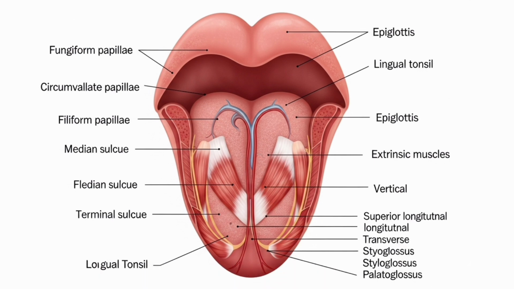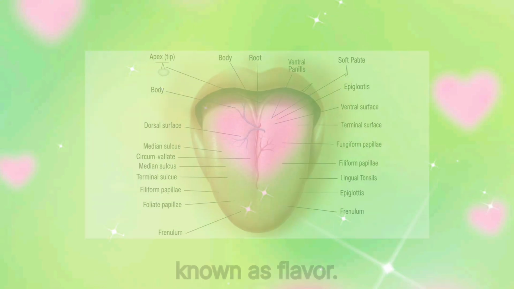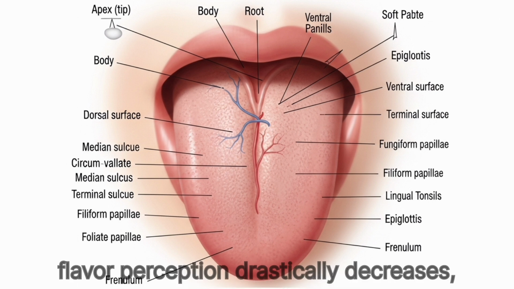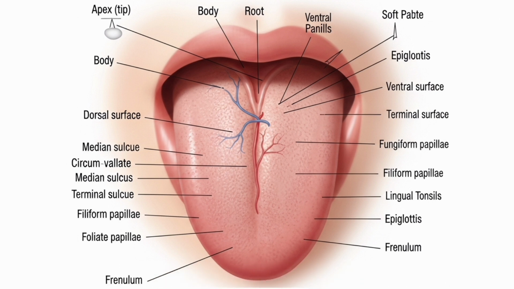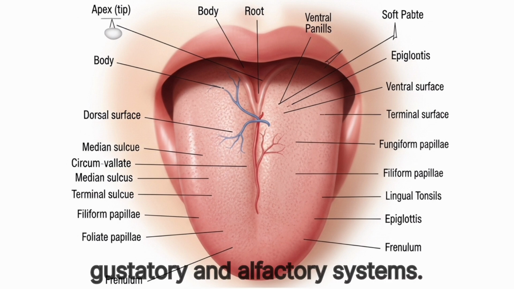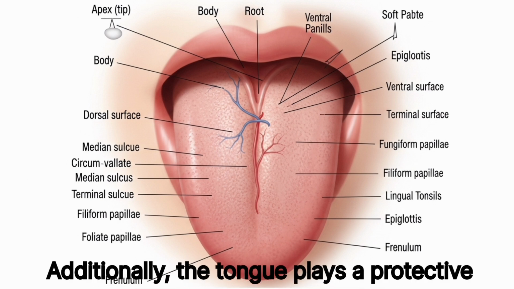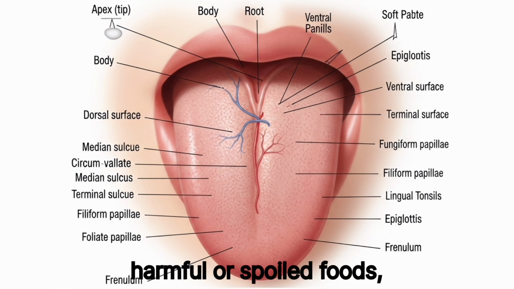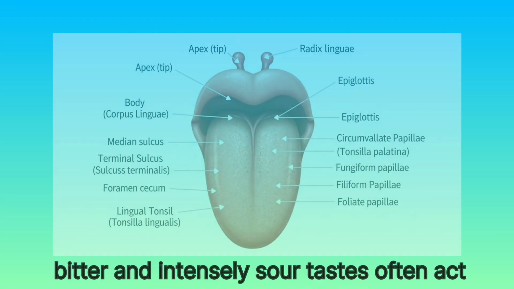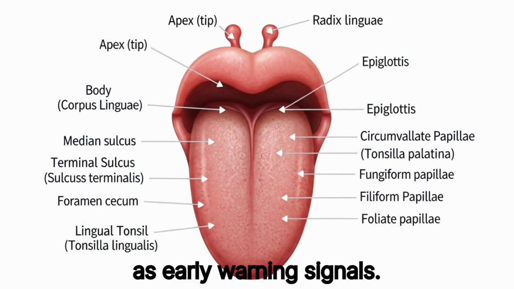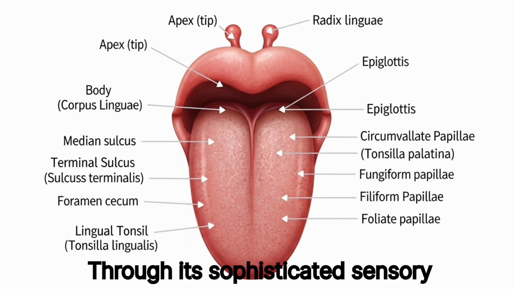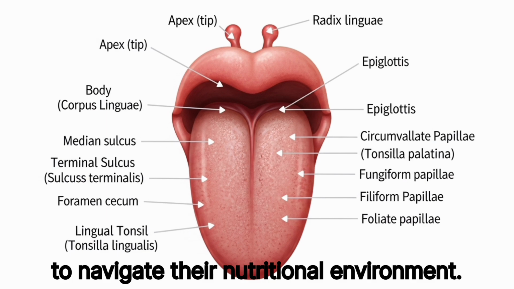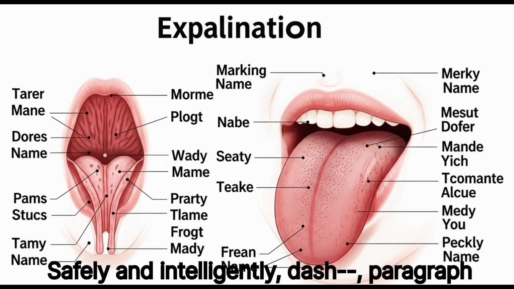Taste is also closely linked to the sense of smell. Together they form the perception known as flavor. When the nasal passages are blocked, flavor perception drastically decreases, highlighting the collaborative nature of the gustatory and olfactory systems. Additionally, the tongue plays a protective biological role by helping the body detect harmful or spoiled foods. Bitter and intensely sour tastes often act as early warning signals. Through its sophisticated sensory architecture, the tongue enables humans to navigate their nutritional environment safely and intelligently.